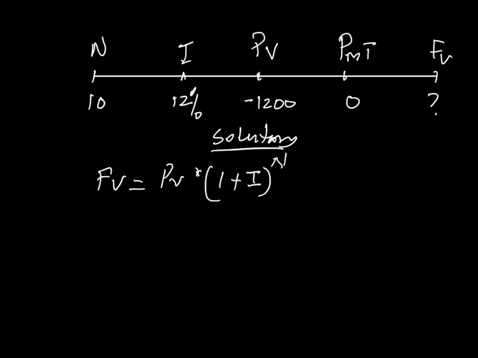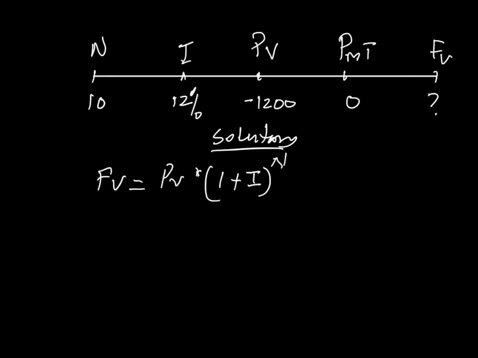So using this formula, we can calculate the future value. FV is the future value of the investment. PV is the present value. I is the interest rate. And N is the number of periods. In this case, 10 years.